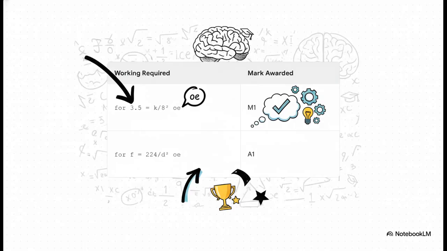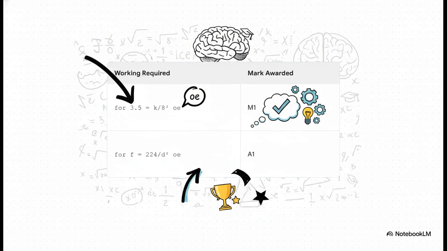And for the final step, we just pop that value of k right back into our original formula. Okay, now this is the most important part. Let's see how the official mark scheme actually gives you points for that. You get 1 method mark, that's the M1, just for showing you knew to substitute the numbers in. See those little letters OE on the slide? That just means or equivalent. So if you wrote k equals 3.5 times 8 squared, you'd get the mark.